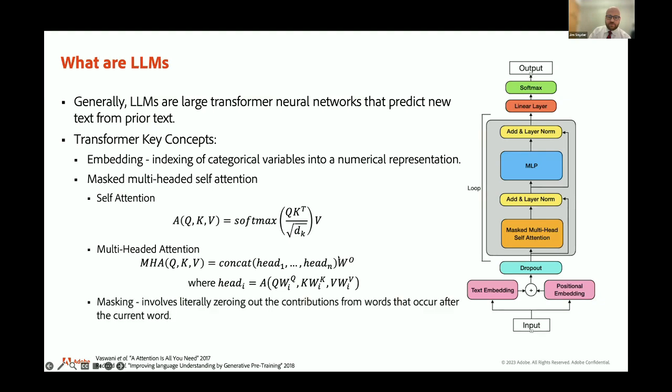And then finally, masking is a pretty important part of this because as it stands right now, the entire input is fed at once. And in order to make a prediction about some sequence event in the future, you can't use future information. And so masking is done and essentially just involves zeroing out words that occur after the current word.